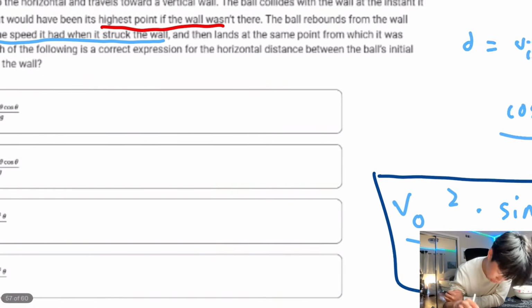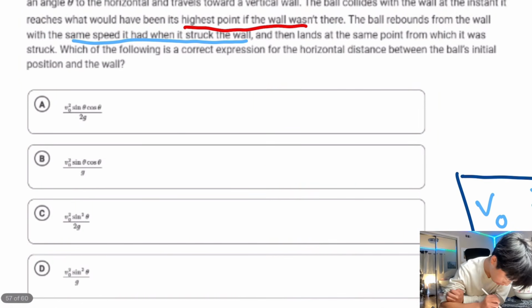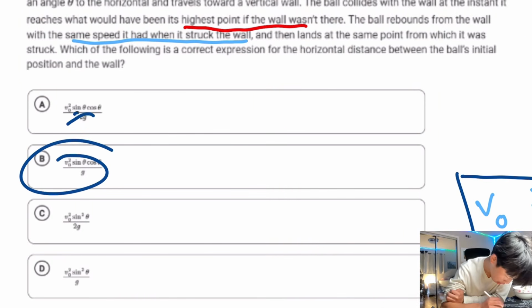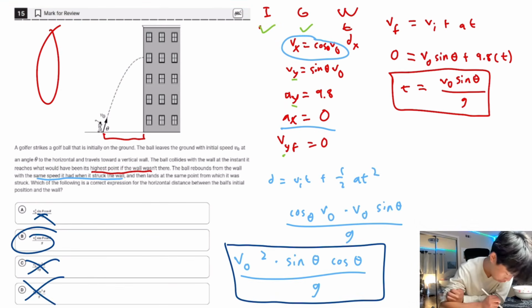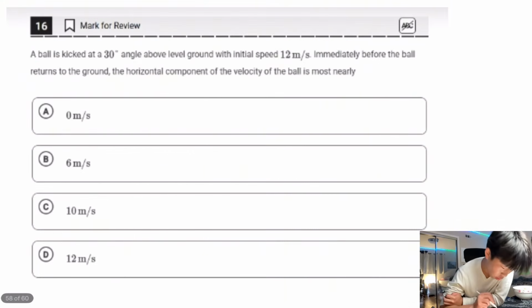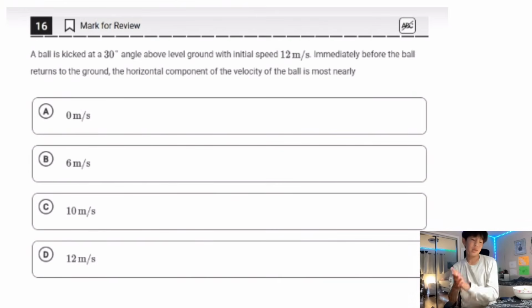Anyway, which one's the answer? It's this one. Sneaky 2g. It's wrong. Next question, boys. You guys get 5 seconds to do this one. 5, 4, 3, 2, 1.